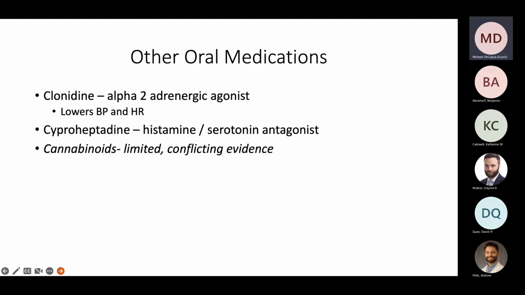And then cannabinoids. I will not go into this. It's probably an entire lecture in itself. But there are a couple of older studies that looked at cannabinoids and their effect on spasticity, and there is some positive data suggesting that it can be used. But I think more studies are definitely needed for that to become more of a mainstream option.